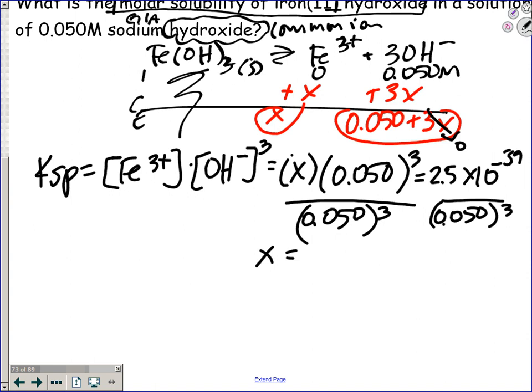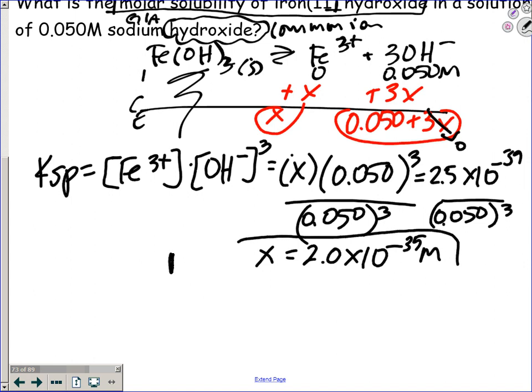When you're ready. 2.0 times 10 to the negative 35. How did I get 38? Butterfingers? Most of you said 35? Okay, I believe you. And this is the molar solubility.